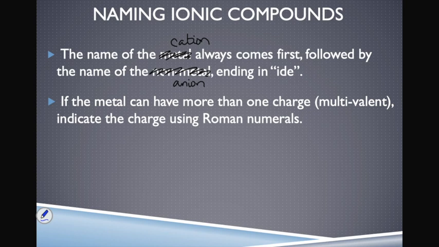To watch out for, those multivalent metals, pesky little buggers. If the metal or the cation, well, it would only be a metal cation, could have more than 1 charge, i.e. it is multivalent, we indicate the charge in the name of the compound by using Roman numerals. What's that look like? Let's find out.